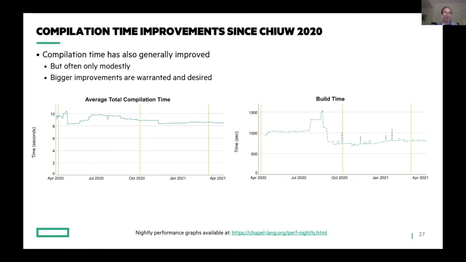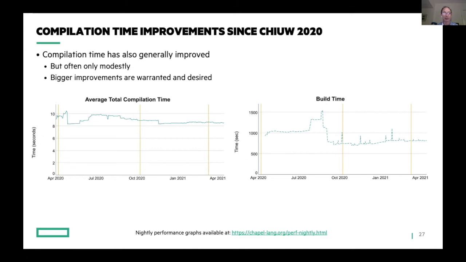Compiler compile times have also improved over the past year, but I'll say only modestly, and users and we definitely want bigger improvements here. The time to compile a hello world in Chapel, for example, is still ridiculous. There's no opportunity to incrementally recompile. So these are things we're planning on addressing.